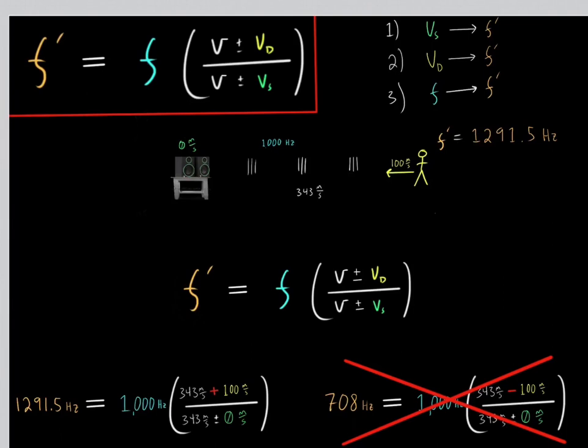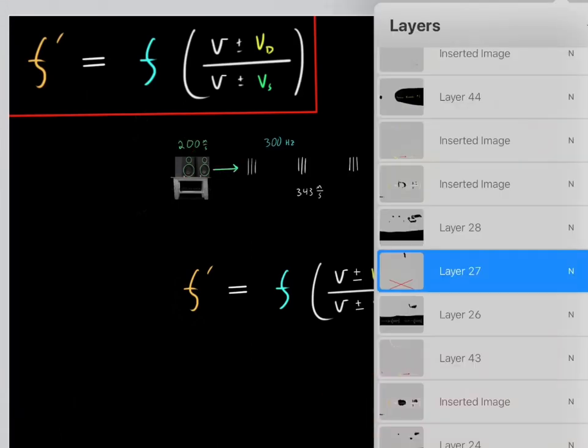So you just have to use some common sense when you're determining whether you use plus or minus. We know this guy should perceive sound at a higher frequency relative to the sound produced. So we know this is positive. Then we just solve the math and we get an answer. So now we know this guy will perceive sound at a frequency of 1,291.5 hertz.